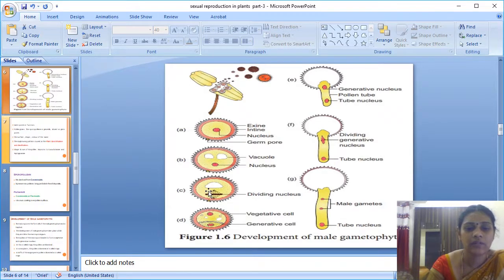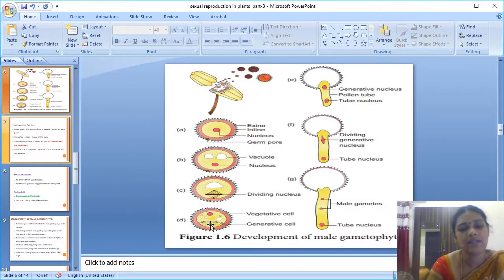The small nucleus present in the pollen cell starts to divide, and it produces an irregular wall around the generative nucleus, so that two cells are produced. These two cells are called the generative cell and the vegetative cell, the two-celled stage. Most angiosperms follow only the two-celled stage, and the pollen is liberated at this two-celled stage.